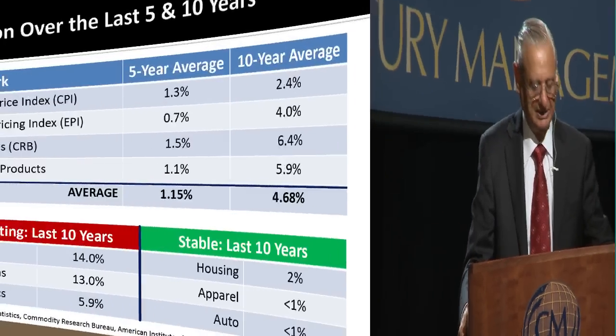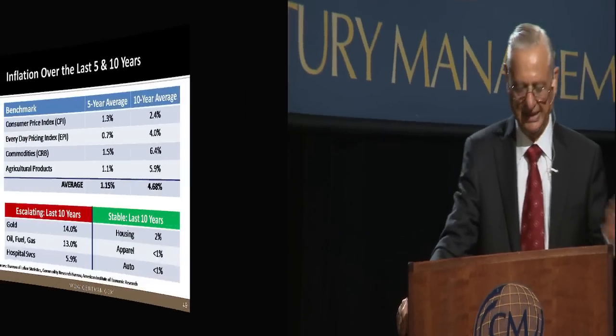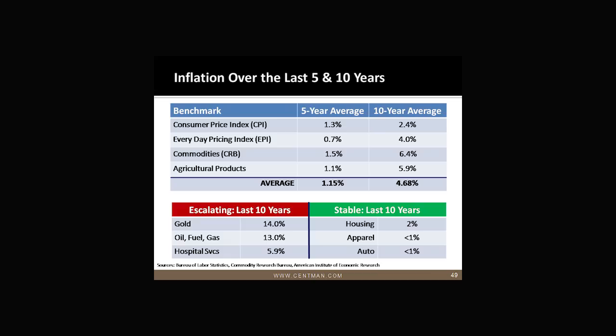Now let's take a look at the real inflation. The CPI says that for the last 5 years, we've only had 1.3, and in the last 10 years, 2.4. If you look at the EPI, it says 0.7 over the last 5 years, but 0.4 over the last 10 years. If you take commodities, which are a good way to look at inflation because these are all the raw materials, they have gone up 6.4%. And if you look at agriculture products, they've gone up 5.9%. So if I take that as an average, I think the average inflation rate in the last 10 years is closer to 4.68% than the 2.4%. And I think the CPI is understating it.